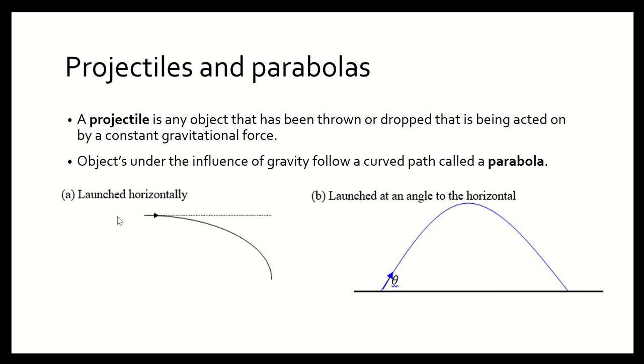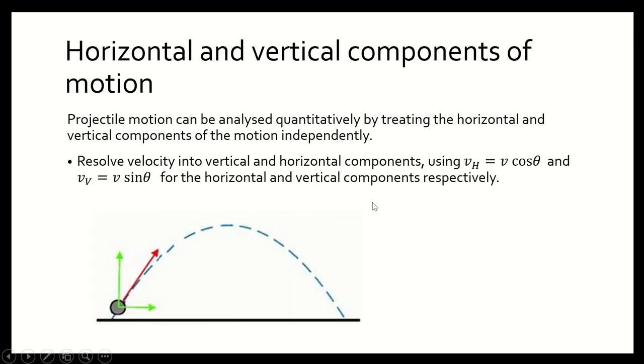Again, this is what an object looks like if it's launched horizontally. So if it's chucked completely horizontally, it's still going to follow this sort of parabolic path. Now, we can break up this velocity into two components: its horizontal component of velocity and its vertical component of velocity.